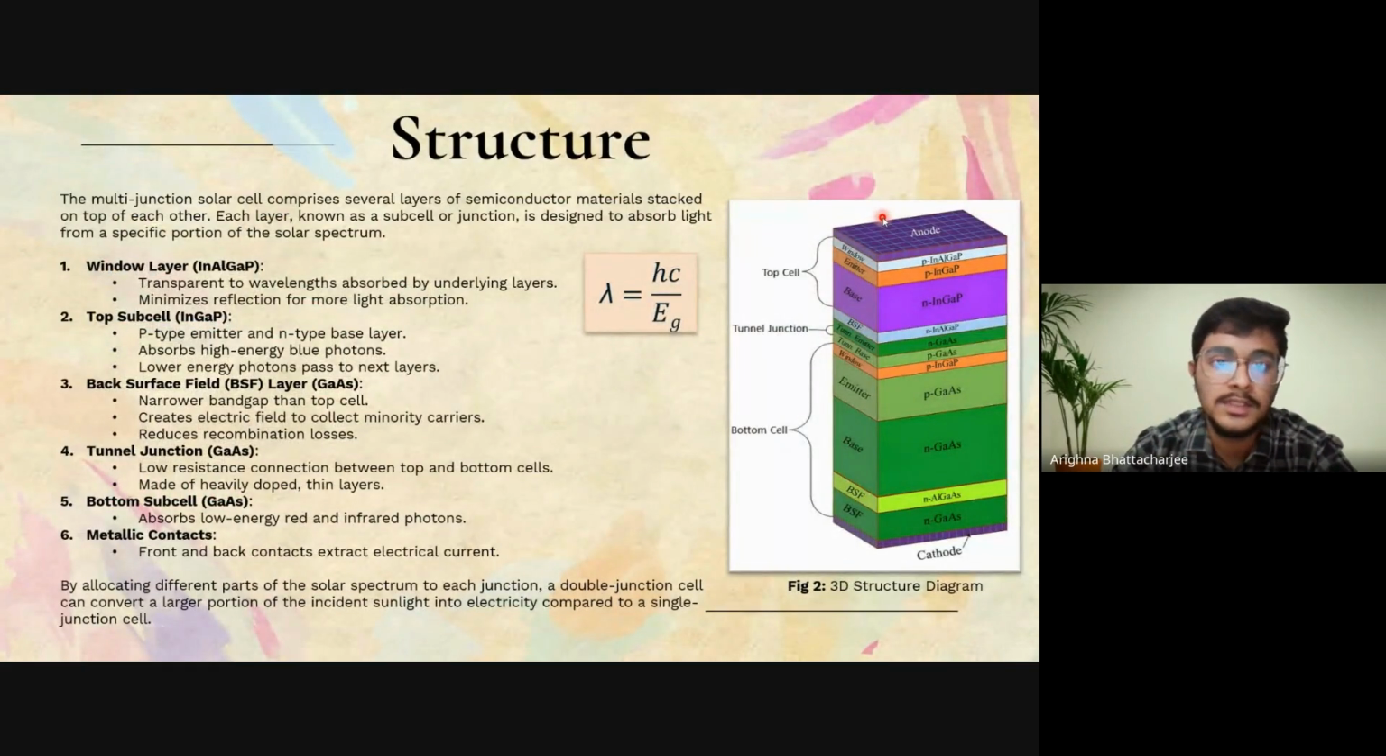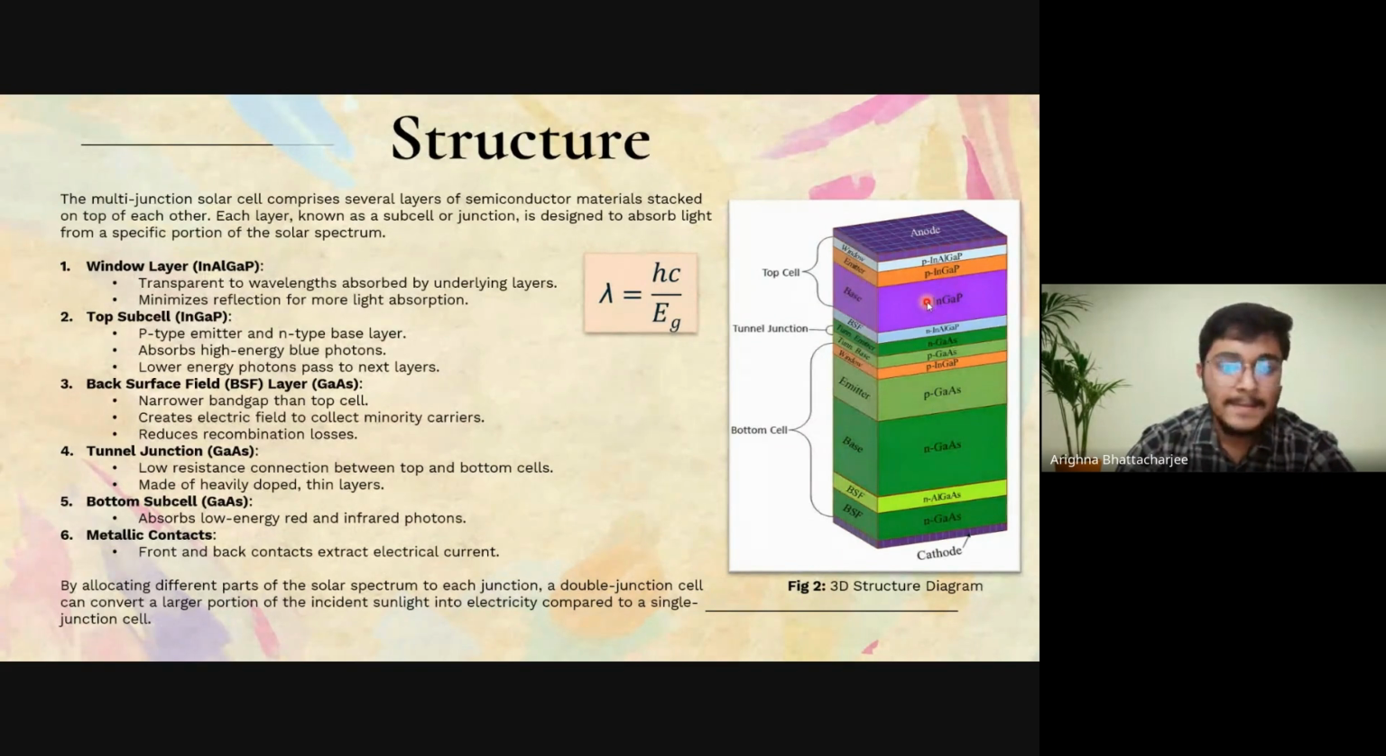To further elaborate on the structure, the window layer is constructed of indium aluminum gallium phosphide hetero compound. It is a semi-transparent layer which allows the photons to get trapped and pass to the underlying layers, thus providing photo generation. It provides minimum reflection and more light absorption. Now coming to the top cell, indium gallium phosphide cell, and consists of the p-type doped emitter layer and then the n-type doped base layer. It absorbs high energy blue photons.